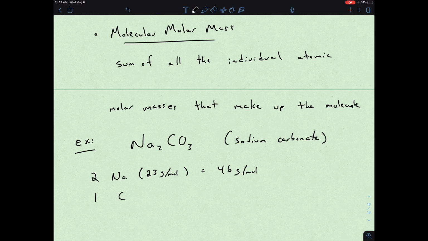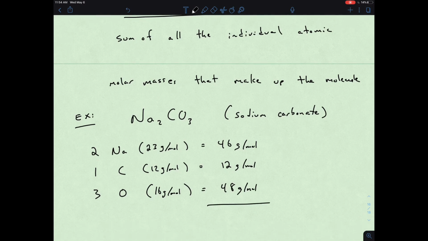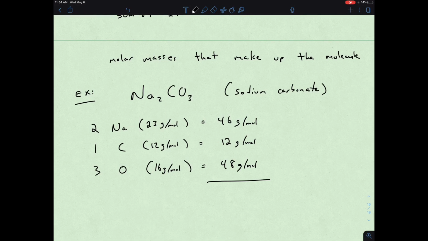We have 1 carbon at 12 grams per mole. So there's only 1 of those. And then we have 3 oxygens at 16 grams per mole, gives us a total of 48 grams per mole. So if we add that all up, we find that we have 106 grams per mole is the molecular molar mass for the sodium carbonate.